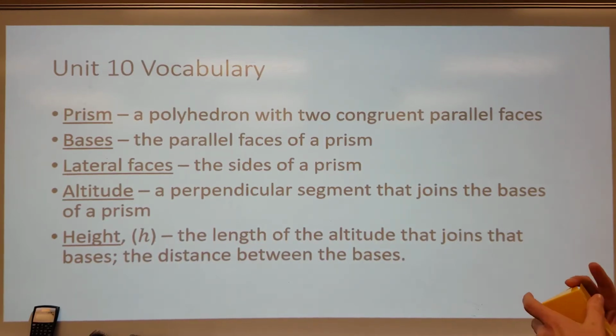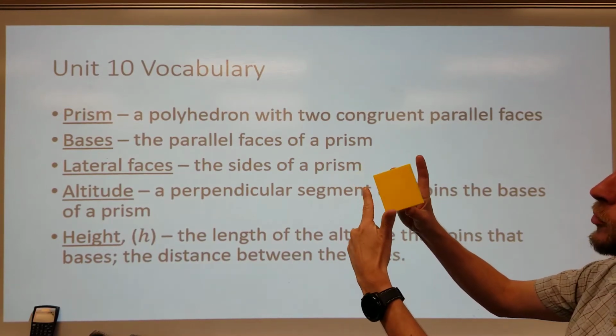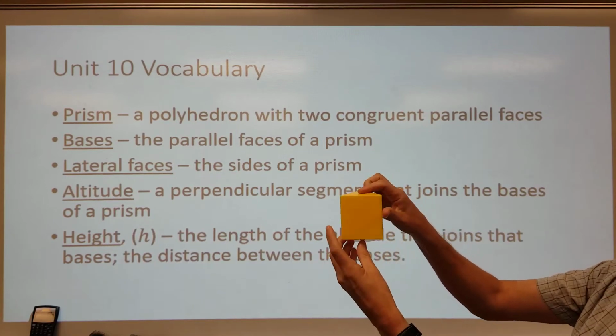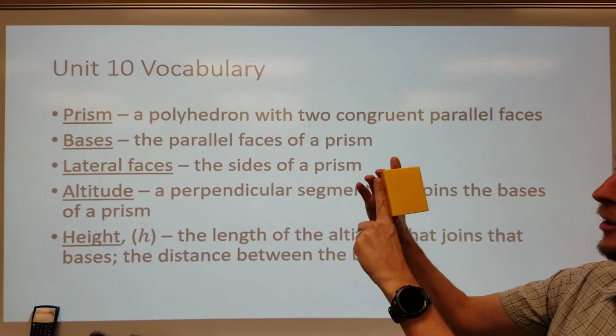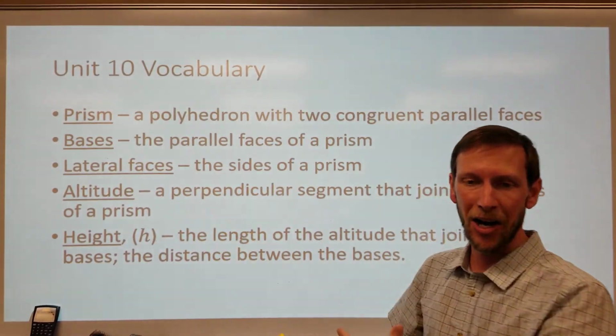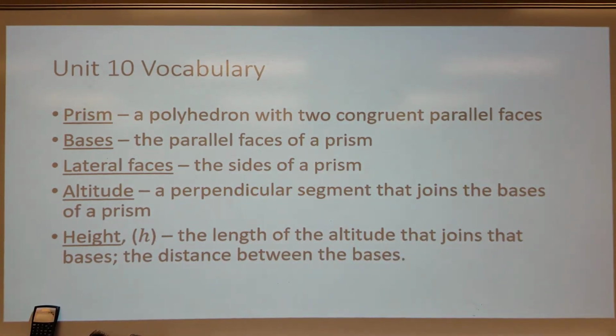Now, the altitude is a segment that runs perpendicular between those parallel bases. Again, these triangles are the bases, and they are parallel to one another. And that perpendicular distance between those parallel faces is the altitude. We usually label that the height. Height and altitude are very similar concepts. The height is the length of the altitude. So hopefully that won't be confusing.